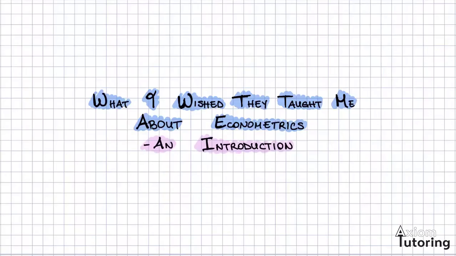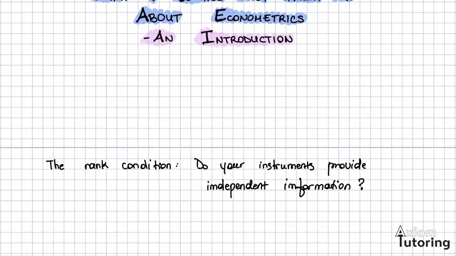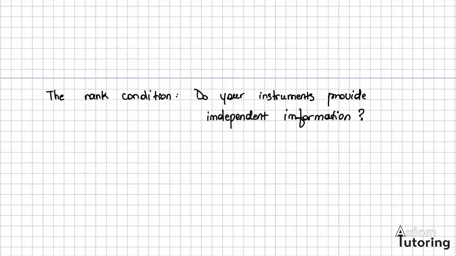In the previous video, we covered the order condition, which stated that you need at least as many instruments as endogenous variables. But counting instruments is not enough, and that's why we need what we call the rank condition, which answers the question, do your instruments provide independent information? The intuition behind it is quite simple. So imagine that you have two instruments, Z1 and Z2.